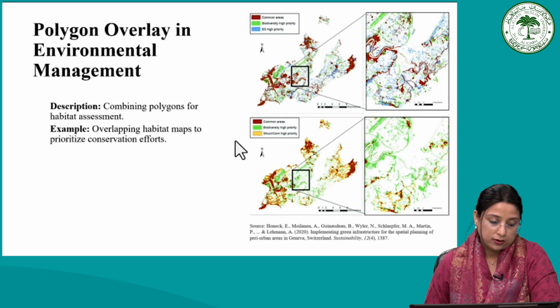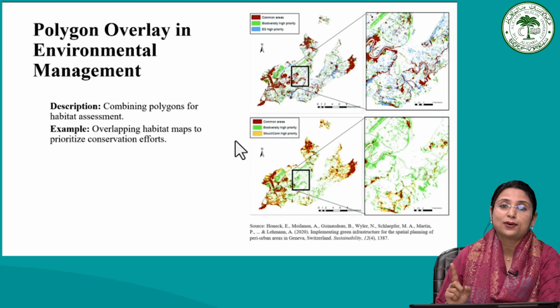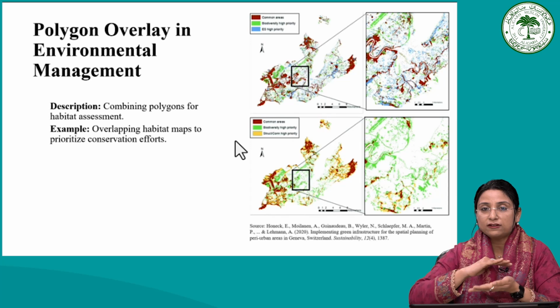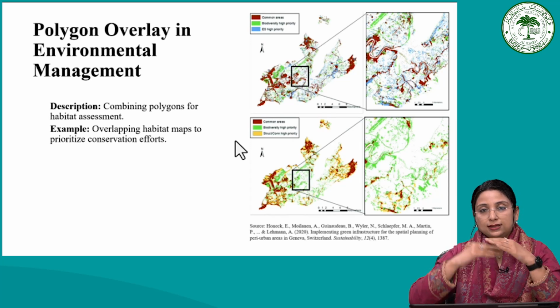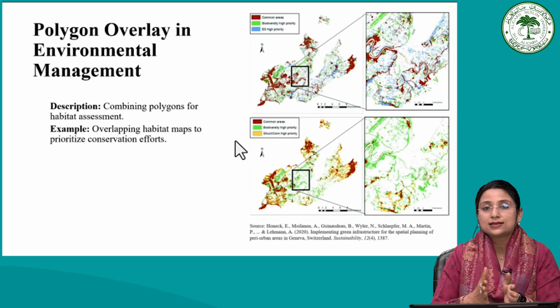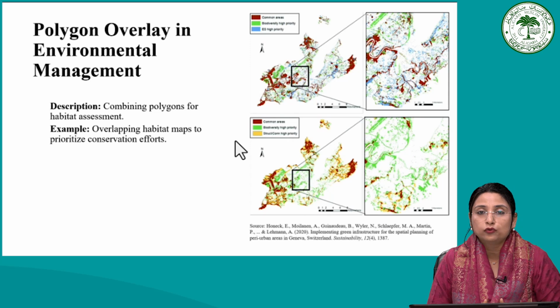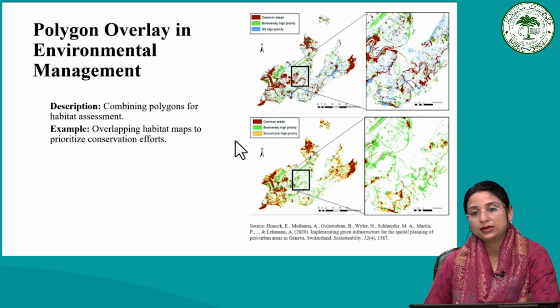for the second example, we are going to take polygon overlay in environmental management. I have talked a lot about overlay. If you remember, students, in overlay we are giving different input layers, different information, one upon the other, to know the intersection points and the overlapping points, in order to get useful information for smart decision making.